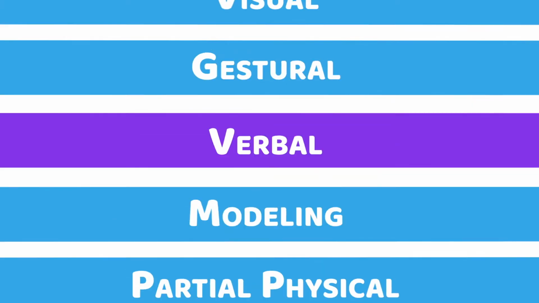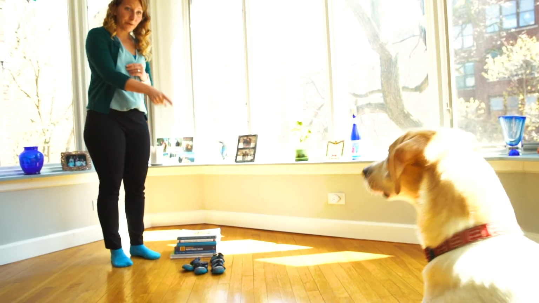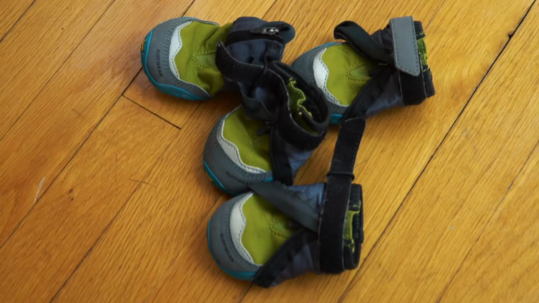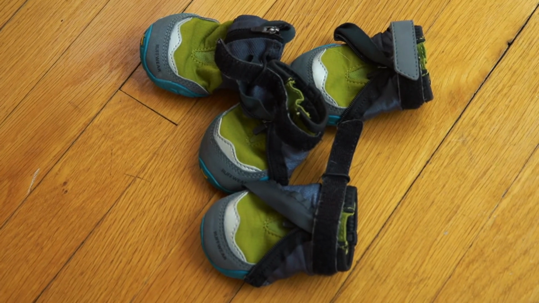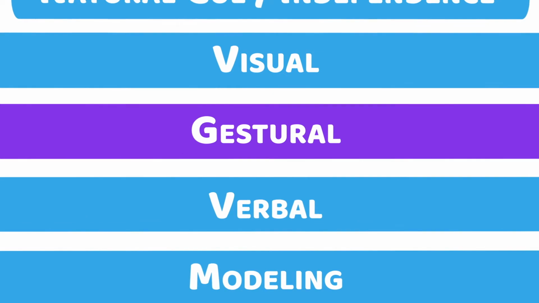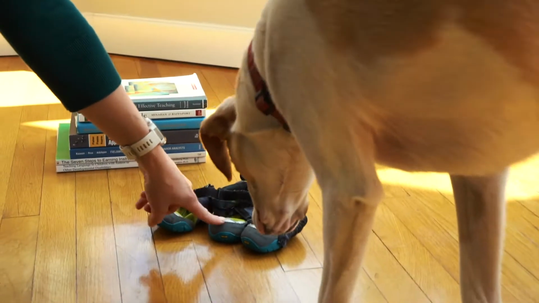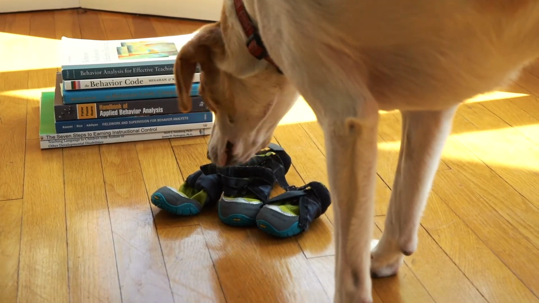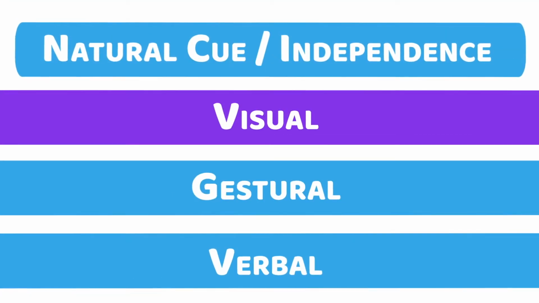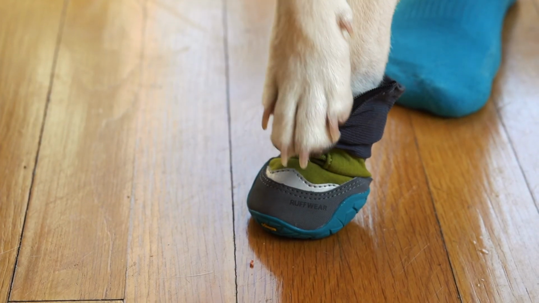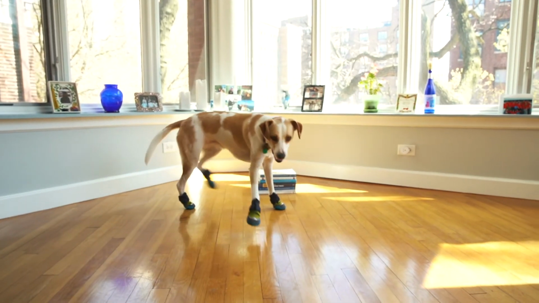Verbal prompts could be a direct prompt such as, "Put on your shoes." "Come put your shoes on." Or indirect such as, "What do you need to go outside?" Gestural prompts are nonverbal cues such as pointing to or tapping something to remind a student to do something. Visual prompts can include pictures or visual schedules. And finally, the natural stimuli or independence.